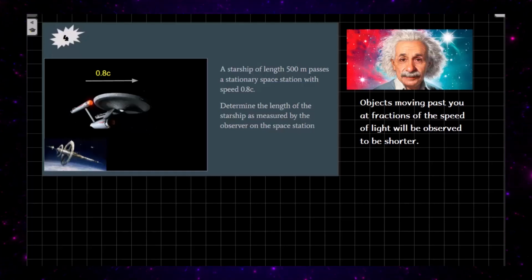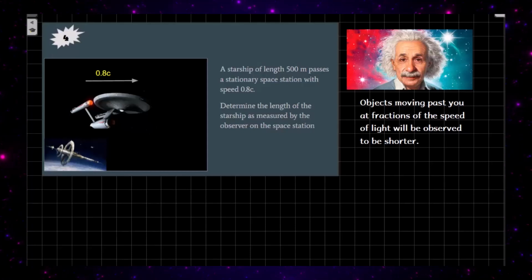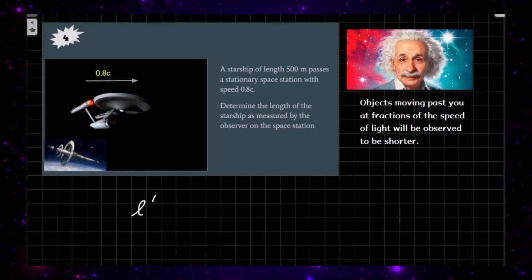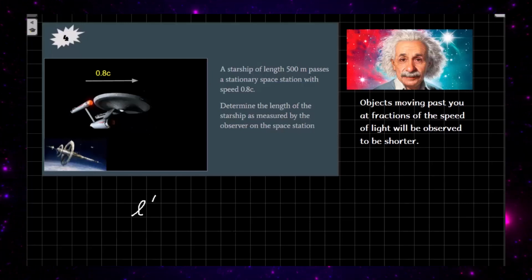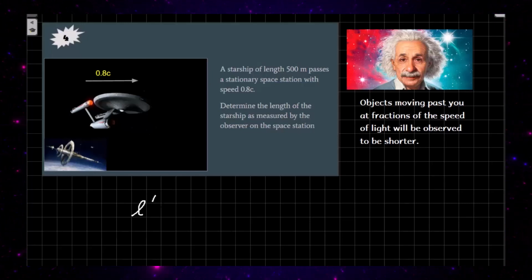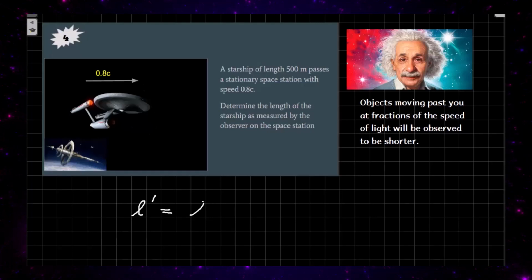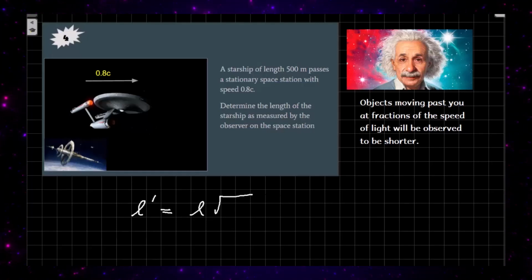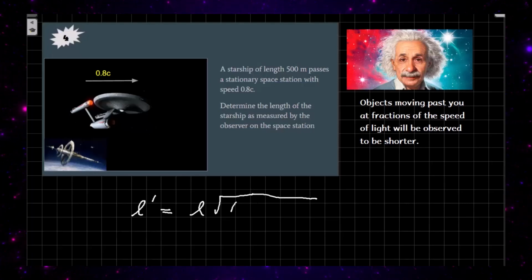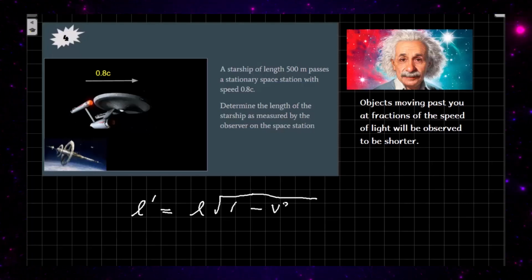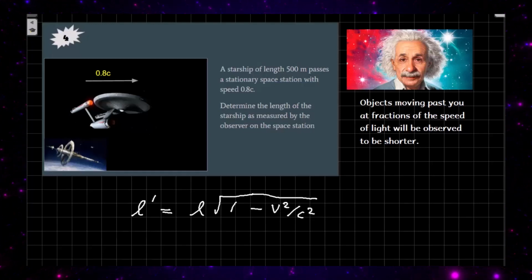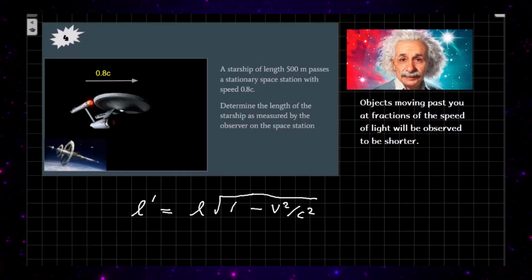And the equation we're going to use is the contraction equation for the length. So let's assume that L dashed is equal to the length that you measure of the spaceship which is moving past you. And that is equal to the actual length of the spaceship when it's not moving, multiplied by the square root of 1 minus v squared divided by c squared, where v is the speed of the moving spaceship.